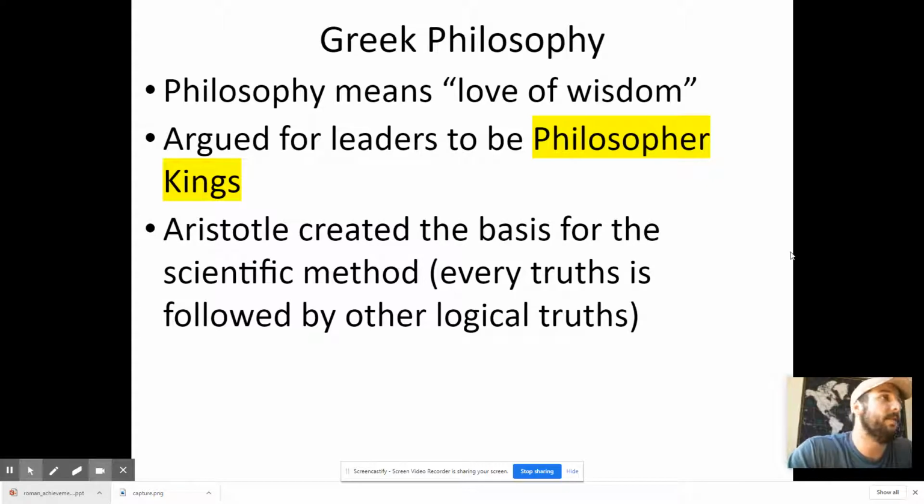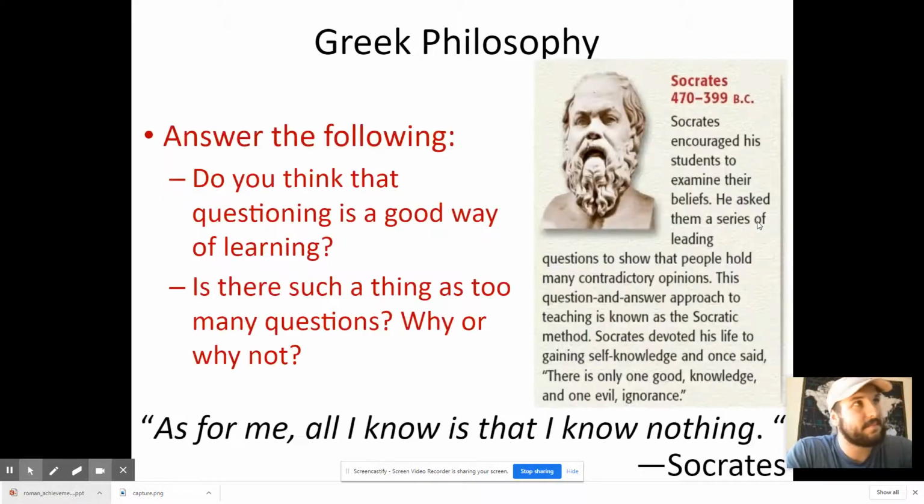Aristotle created the basis for the scientific method as well, and that is that every truth is followed by other logical truths. So that's the idea behind the scientific method. The big one that you are probably going to be tested on: philosopher kings. So make sure you understand the Greeks came up with philosopher kings, and they are wise rulers based on merit.